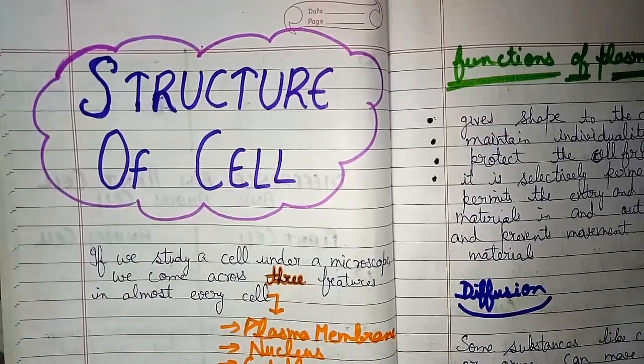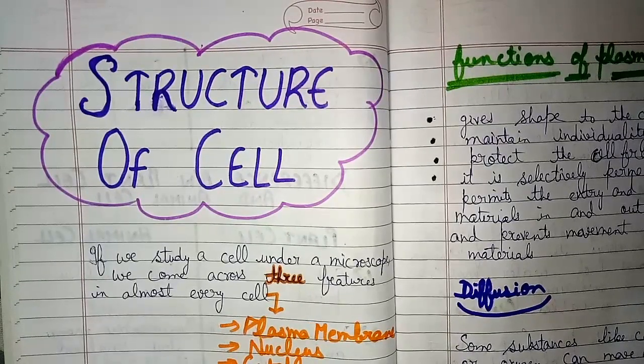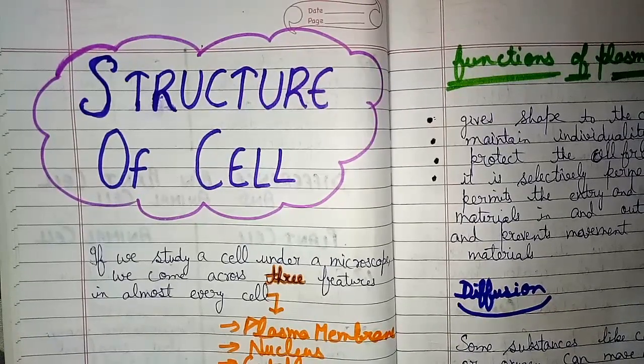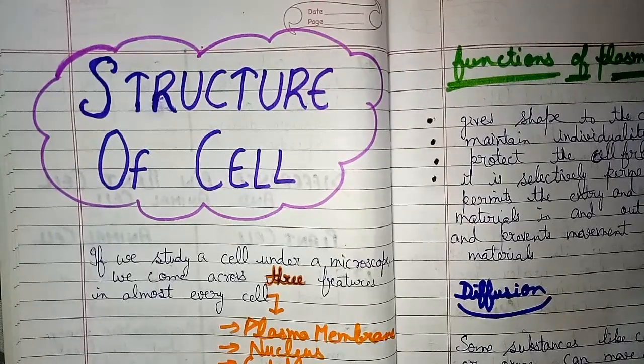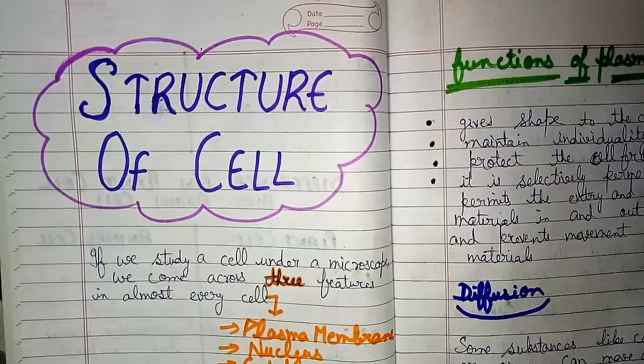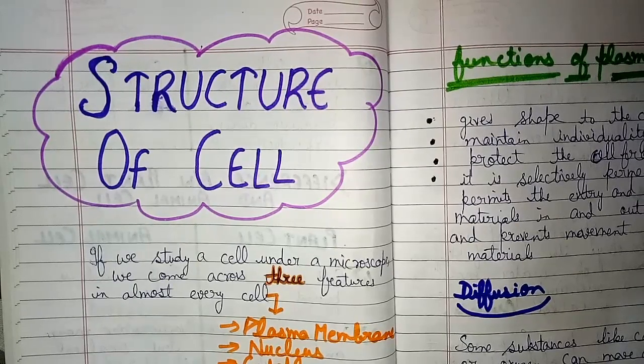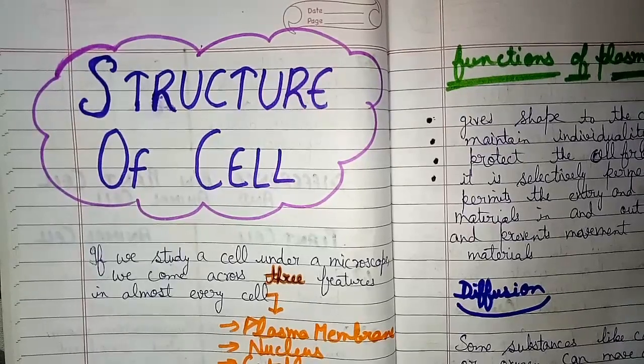Hello students, in my last video we started the chapter The Fundamental Unit of Life. We saw that the cell is the fundamental or basic unit of life because it is the structural and functional unit of an organism. We also discussed the types of cells, prokaryotic and eukaryotic, and the difference between them. Then we discussed unicellular and multicellular organisms, and the difference between plant cell and animal cell.